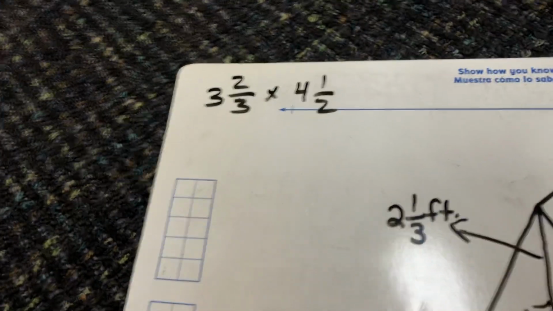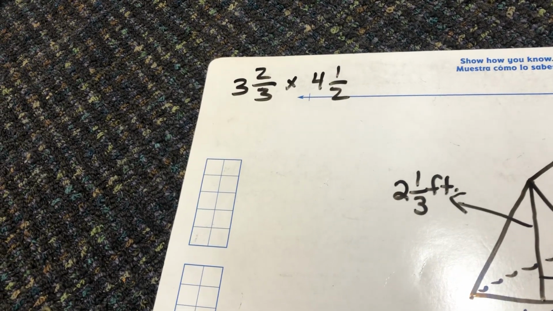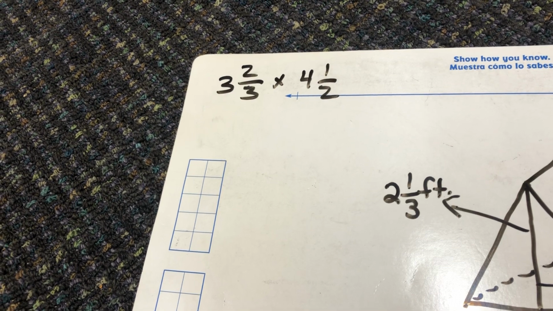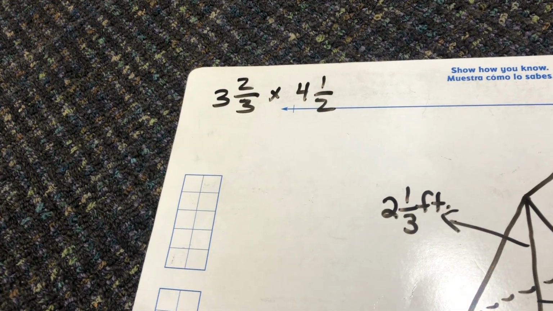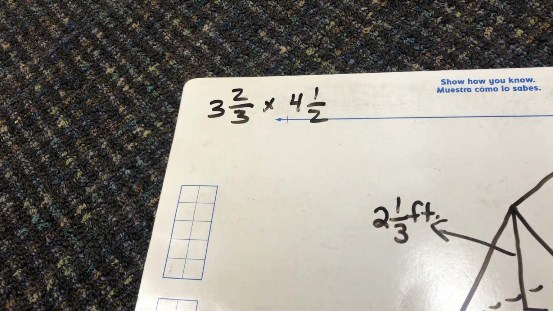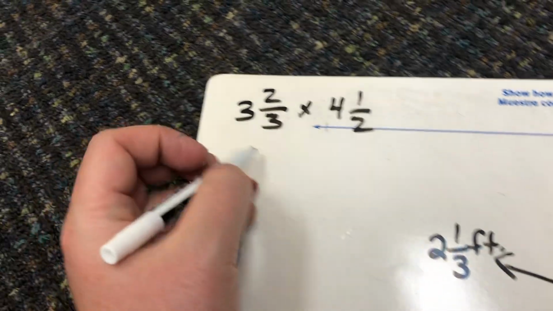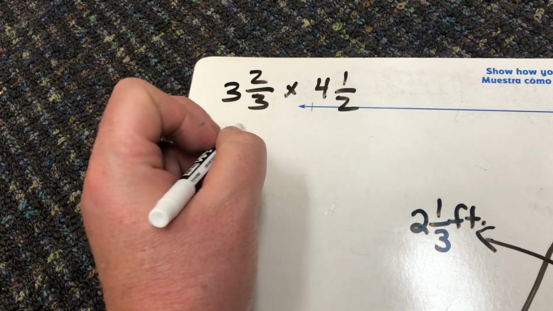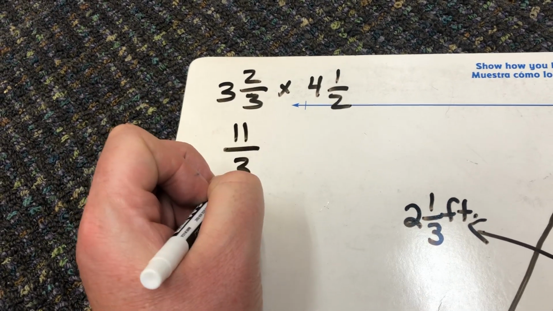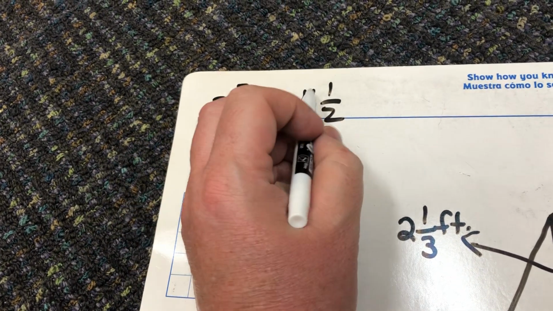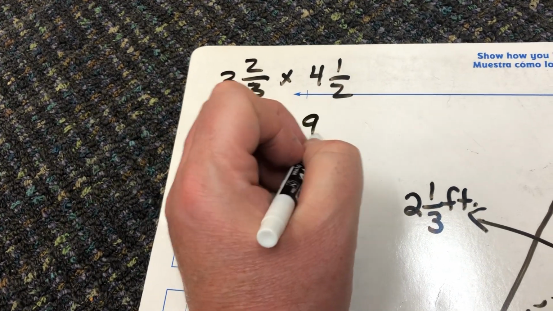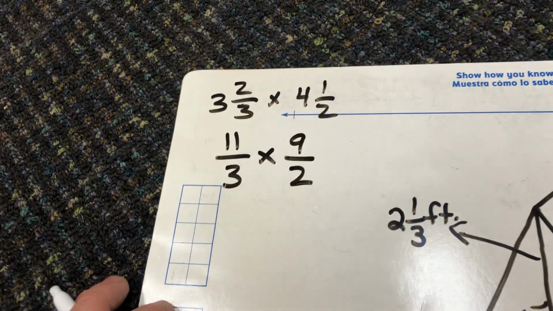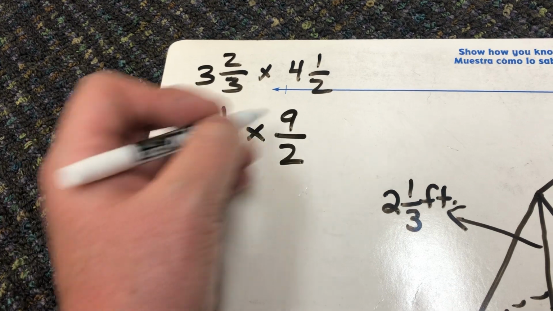So this is not just finding surface area of a triangular prism, you're also reminding yourselves how to go about multiplying mixed numbers. Well, everything has to become a fraction. 3 times 3 is 9, plus 2 is 11, 11 over 3. 2 times 4 is 8, plus 1 is 9, 9 over 2. I can cross-check a 3 and a 9.